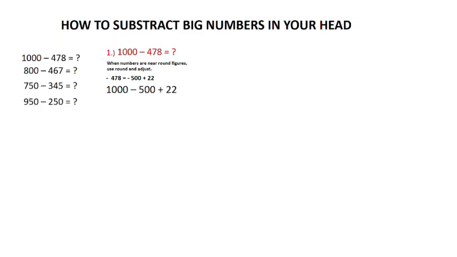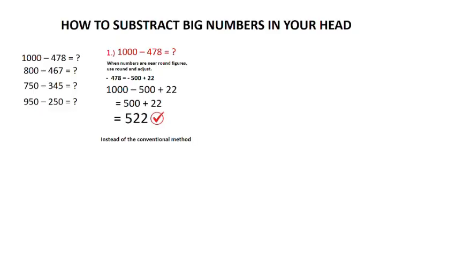So you have 1000 minus 500 plus 22. Now you will see that it's easier to subtract 500 from 1000 in your head. So when you say 1000 minus 500, it will give you 500 plus 22. That will give you 522. This is how to subtract this type of number in your head within seconds.